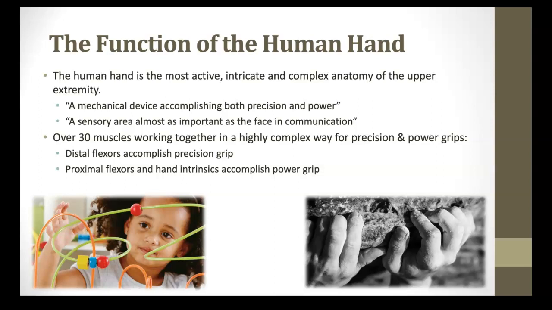the chain. One of the beautiful things about the human hand in particular is that it's one of the most active, intricate, and complex anatomical structures in the upper extremity. Just think about it. By way of moving the shoulder, we have to move the hand, picking up things, typing, texting, all of the intricate things that we do. We typically do them with the hand. So the hand is really one of the most active joints in the upper extremity, and that's important to keep in mind.